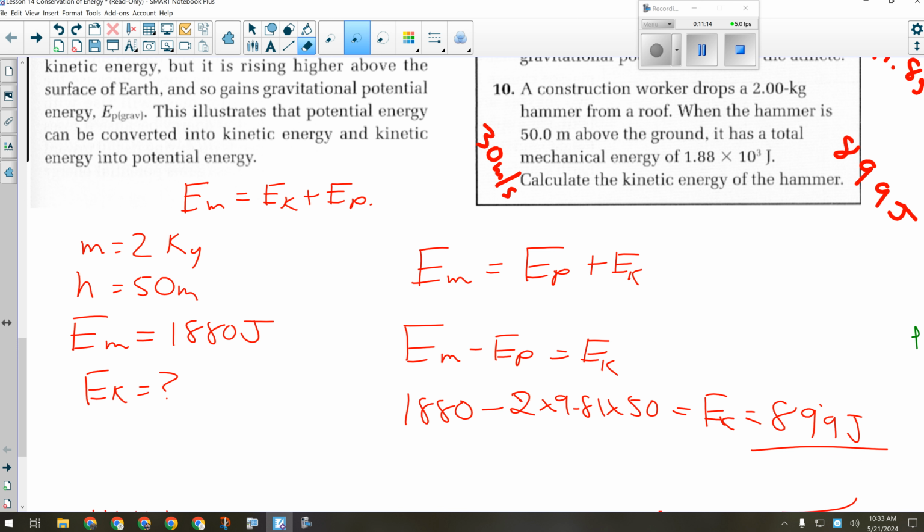I'd want to know how fast the hammer is going. Can I calculate that now? I have the kinetic energy. Okay, I know that EK equals 1/2 mv squared. I know the mass. I know the kinetic energy. It's 899 joules. So I would just divide both sides by half of m and square root. We've done stuff like that in the work energy theorem questions. We know how to manipulate that formula already.